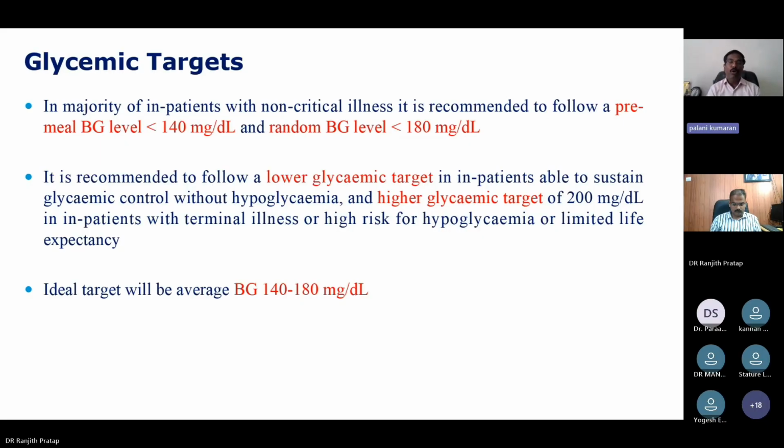This target can be lowered in a subset of patients whenever the patient is able to sustain glycemic control without hypoglycemia, whenever the patient is very stable and we can monitor frequently for hypoglycemia. We can have a lower threshold of 100 or 110 to 140. Whenever the patient has a terminal illness or is at high risk for hypoglycemia, the target can be raised to 200 milligrams. So the ideal target will be 140 to 180. Depending upon the individual patient, we can lower or increase the target.